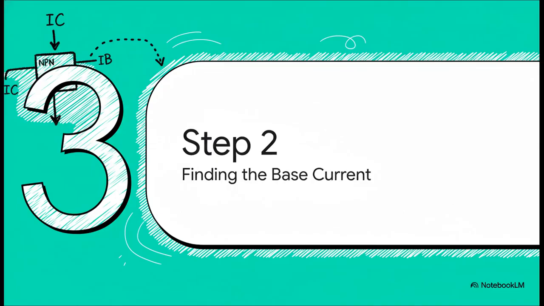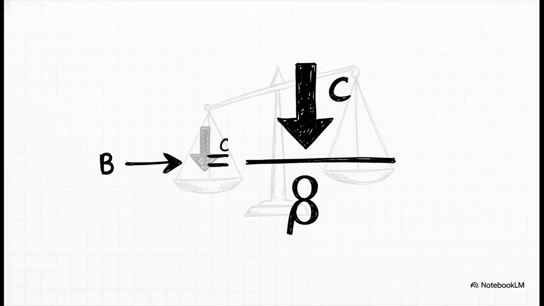Excellent. So now that we have the collector current, we can use that magic number, the transistor's beta, to figure out the tiny little input current that started this whole chain reaction. We're talking about the base current, IB. And this comes straight from the definition of beta we just talked about. If beta is the big collector current divided by the small base current, you just flip it around, and you get that the base current has to be the collector current divided by beta.